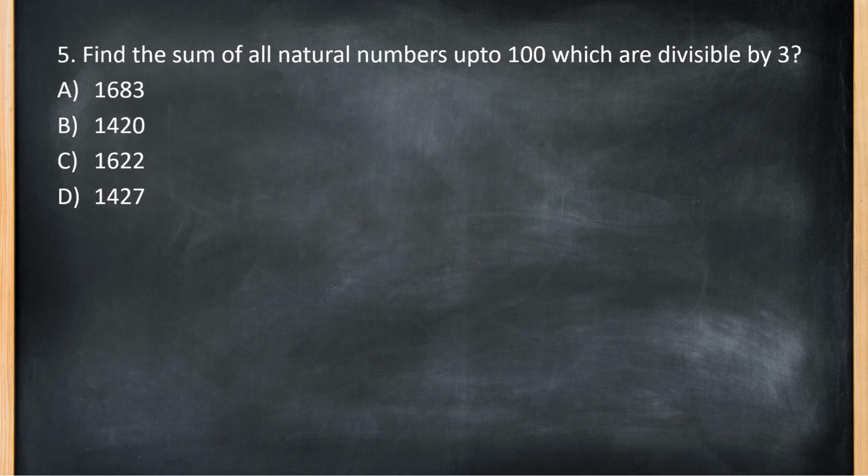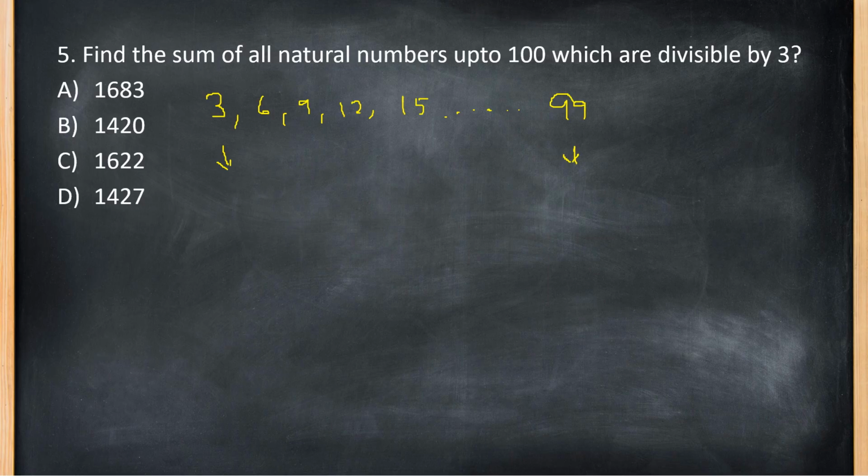The next question: find the sum of all natural numbers up to 100 which are divisible by 3. So this is an easy question. I am just writing the series 3, 6, 9, 12, 15, and so on, till, since the natural number is divisible by 3, up to 100. So my last number is going to be 99. Got it? So this is my first term, and this is my last term.